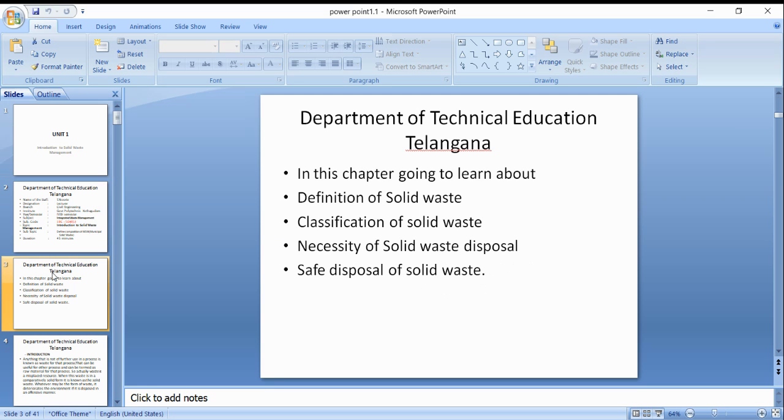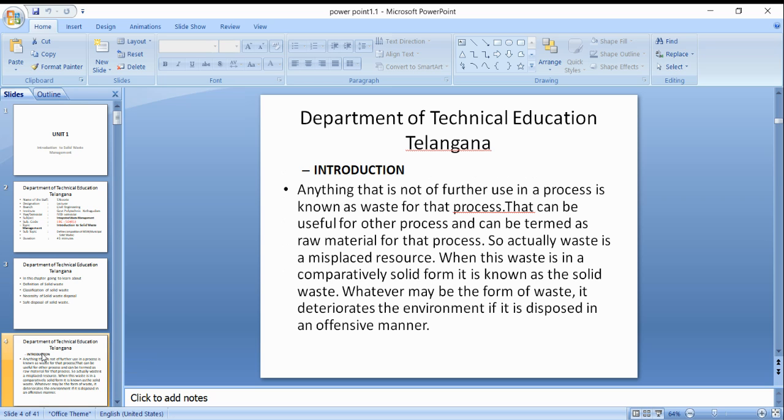So, in this, we are going to discuss the subtopics: definition of solid waste, classification of solid waste, necessity of solid waste disposal, and safe disposal of solid waste. So, what is solid waste? Solid waste is nothing but the waste which is not used. Anything that is not used is called a waste.